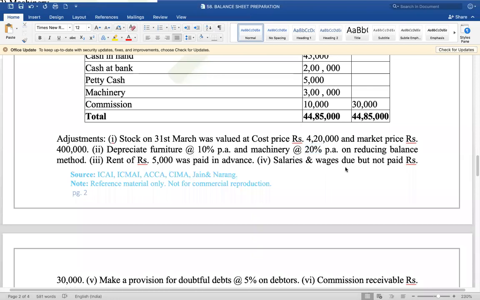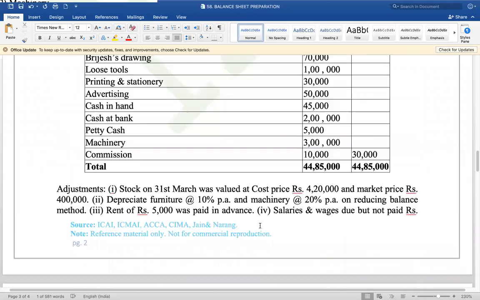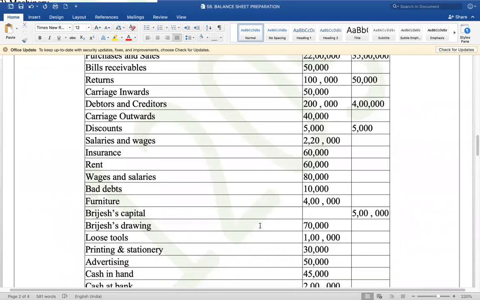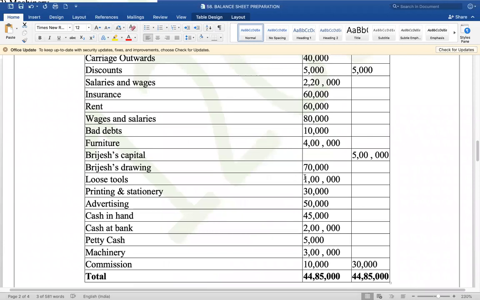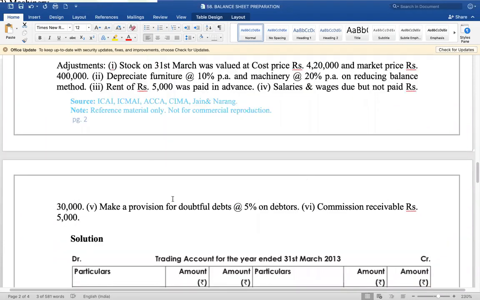Salaries and wages, but wages due but not paid, 30,000. Outstanding salary liability. Make provision for doubtful debts at 5% on debtors. So where is debtors? Yeah, this is debtors. So make 5%. 10% is 20,000, 5% is 10,000. So 10,000 is to be deducted from the debtors. This is provision for doubtful debts.